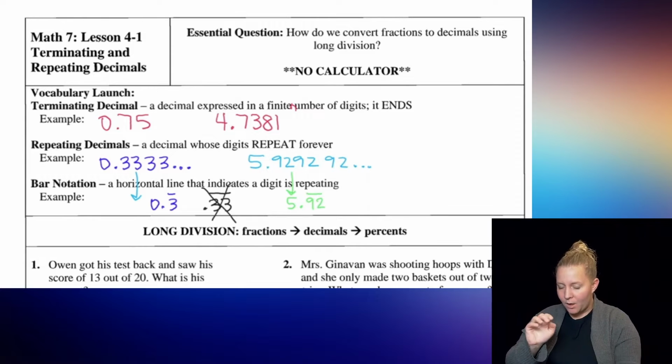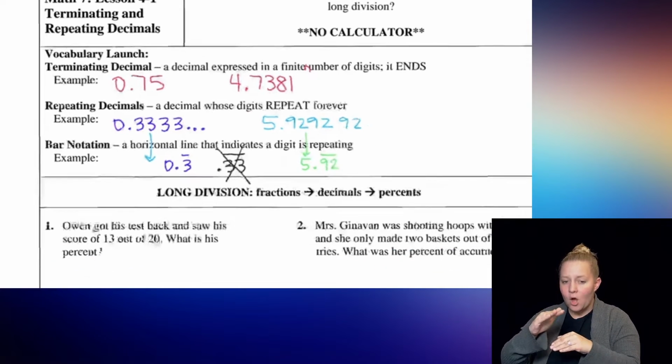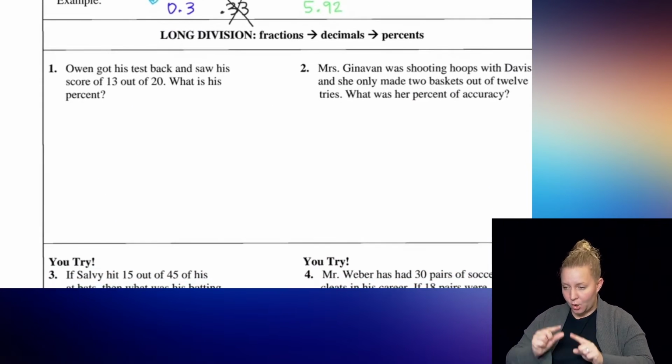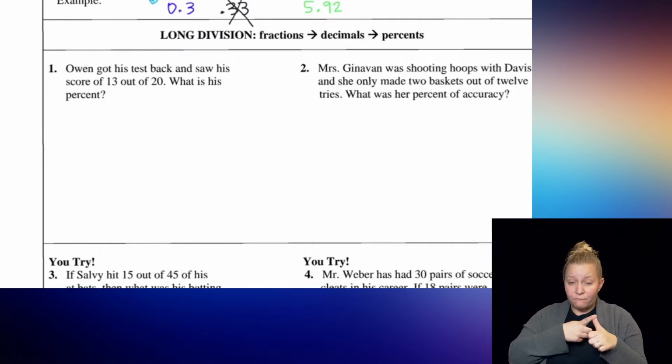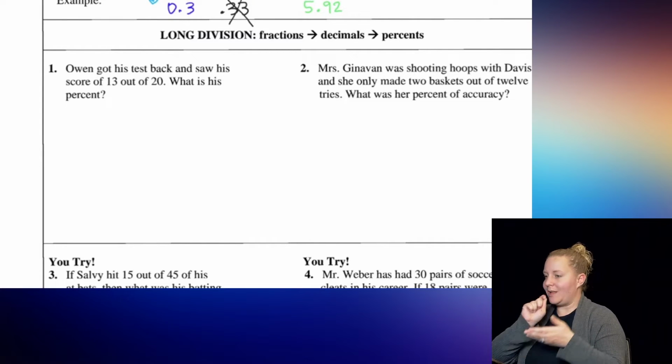All right, now that we have our vocabulary words, hopefully it will help us with our problem. So long division, you are going to have to change a fraction. You turn it first into a decimal and then likely into a percentage, but make sure that you are reading the question for each one of these.